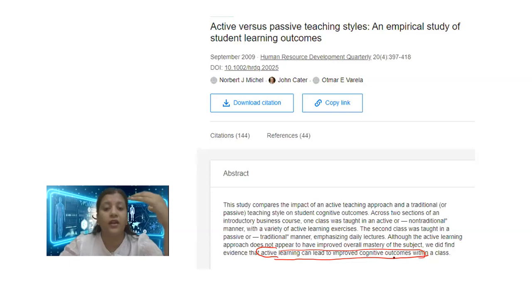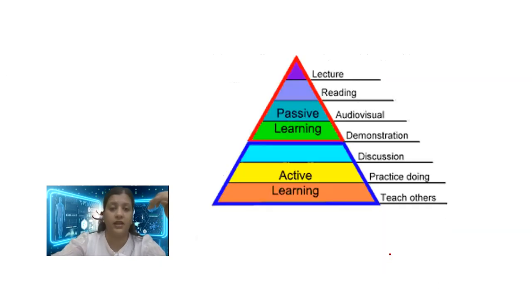There is no major difference between the results you could get as an active learner or a passive learner, but the cognitive outcome definitely improves when you have done active learning. There are also pyramids and charts which show that passive learners are definitely not able to retain or recall information as much as an active learner does.